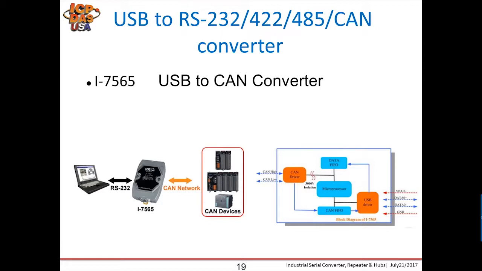CAN, or we call it Controller Area Network, is a serial bus system, especially suited to structure intelligent industrial device network and build smart automatic control systems.